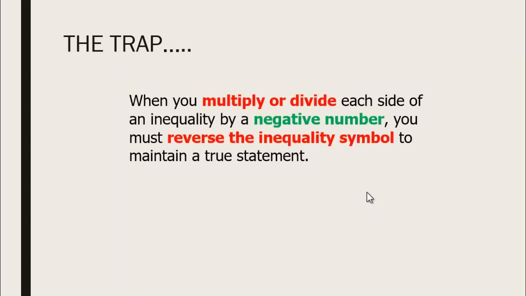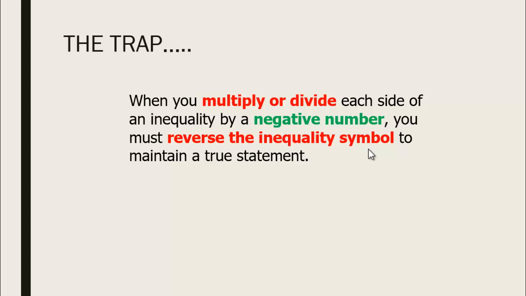Here is the trap and the most important part in this lesson. When we multiply or divide each side of an inequality by a negative number, you must reverse the inequality symbol to maintain a true statement. So when I multiply or divide with a negative number, I flip the inequality sign. I change the inequality sign. If it is greater than, I will make it less than. If it is less than, it will be greater than, and so on.